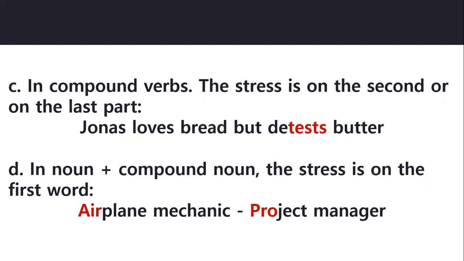Now, a compound verb is when a subject has two or more verbs. The stress is on the second or on the last part. Jonas loves bread but detests butter. Now, noun plus compound nouns are two words, compound nouns. In noun plus compound noun, the stress is on the first word, as we have airplane mechanic, project manager.